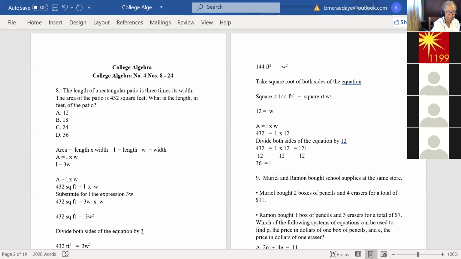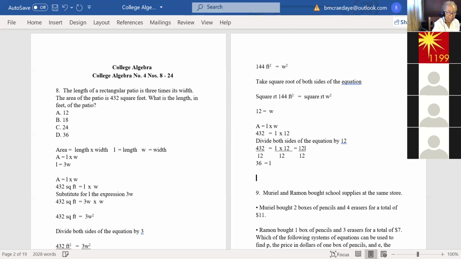36. And what answer is that? D. What is your answer? A, B, C, or D? D. Okay, D and D sound alike. Okay, so that would be the answer, D. That's what you got, right, Latoya? Isn't that what you said? Yeah, so you said D.